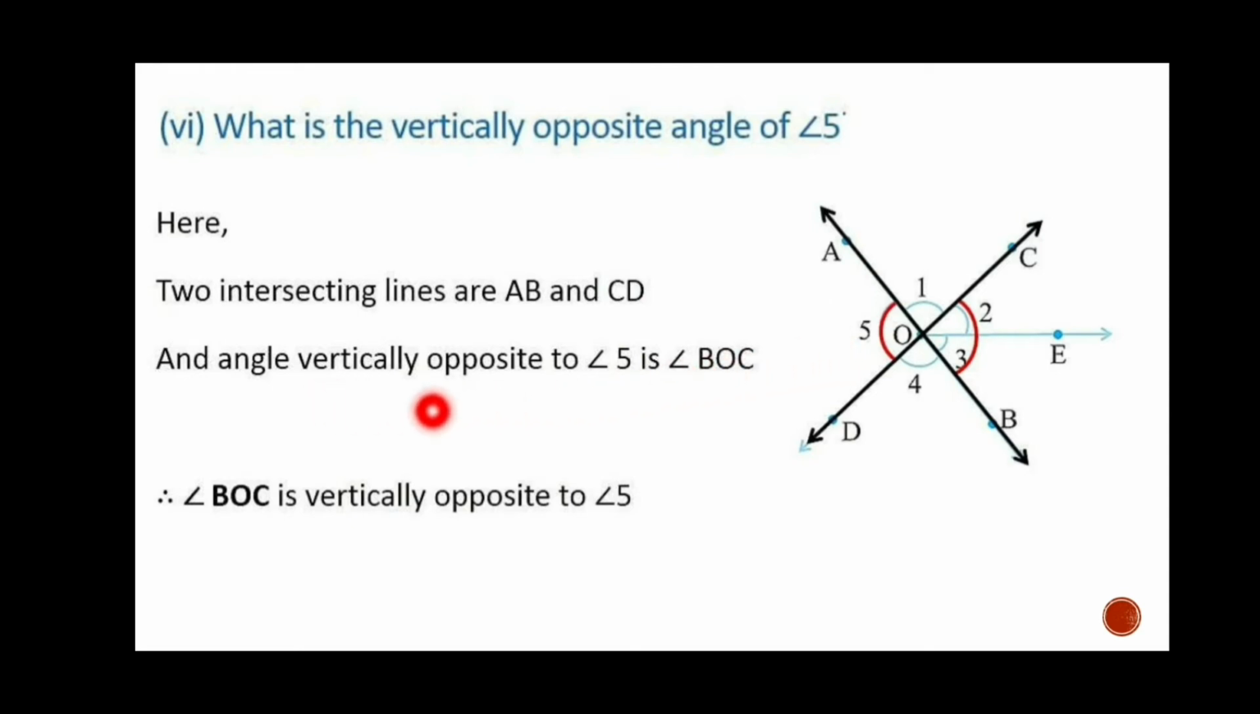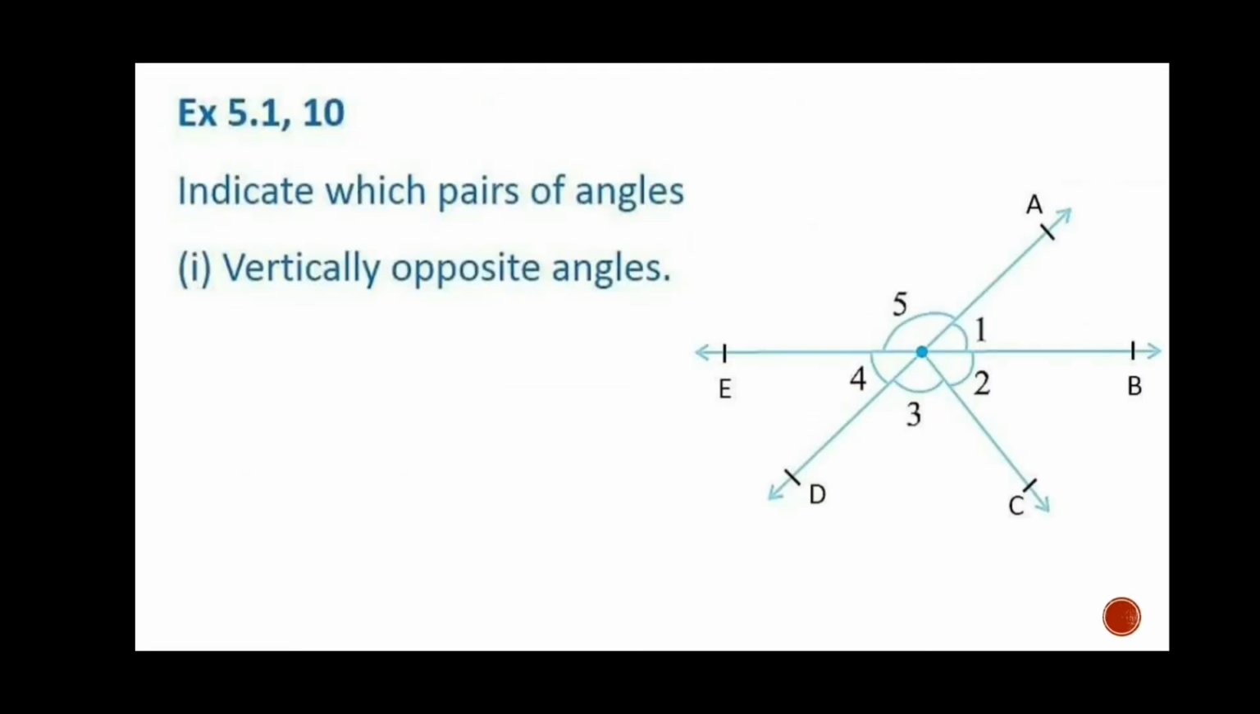Now the angle vertically opposite to angle 5 is BOC. So which angle is vertically opposite? Angle 2 plus angle 3, whatever their measure is, or we can say angle BOC is vertically opposite to angle 5. I hope this one is clear to you.